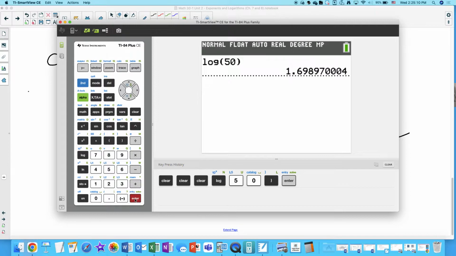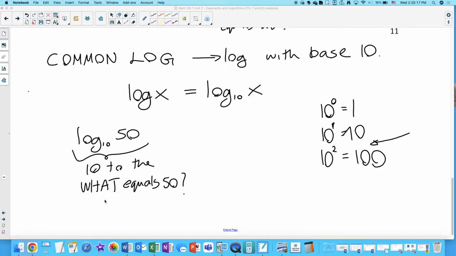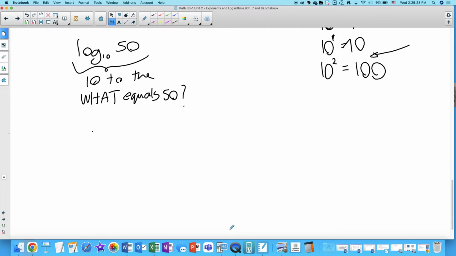There is one other base that's also stored in the memory of your calculator, which we're not going to get into too much this year, but if you take calculus, you will. And that's called the natural logarithm. That is a logarithm with base e. E is an irrational number that's sort of like pi. And it's about 2.7. That's really all you need to know about it.